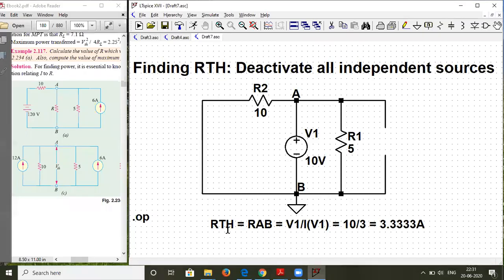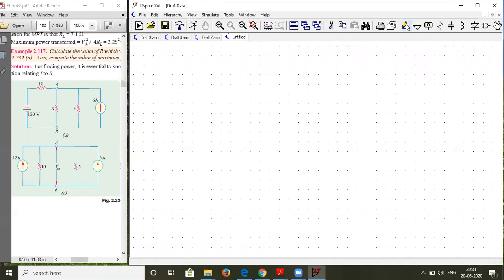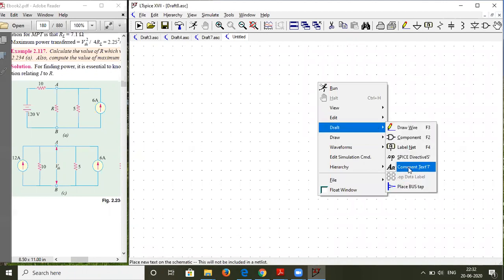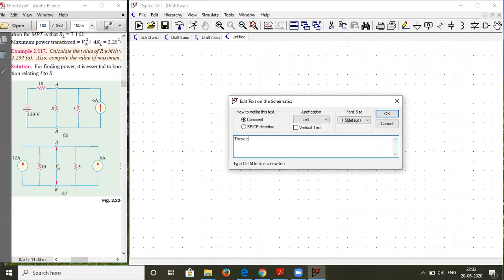Okay, so the value of RTH or RAB came out to be 3.3333 amperes. So now we again open a schematic and make the Thevenin's equivalent circuit. So let me just write here Thevenin's equivalent circuit. So the Thevenin's equivalent circuit will draw right now here.